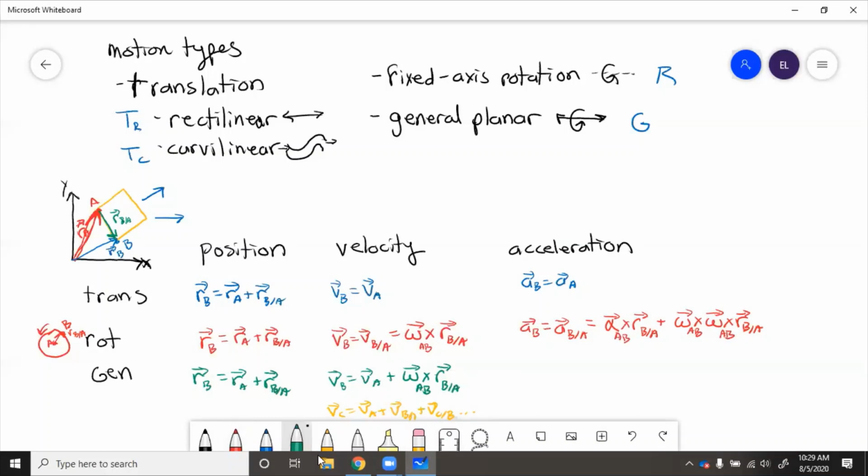And then again, general planar motion combines these. So AB equals AA plus alpha cross RB with respect to A plus omega cross RB with respect to A. And then again, this omega cross is actually B with respect to A. So if you figured it out to get velocity, then you don't have to recalculate. You can just throw that in there.